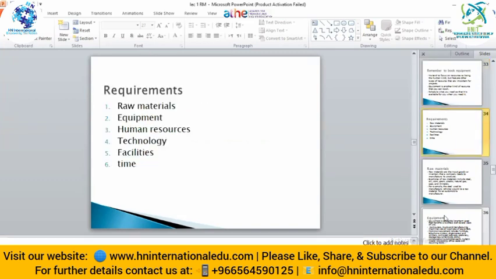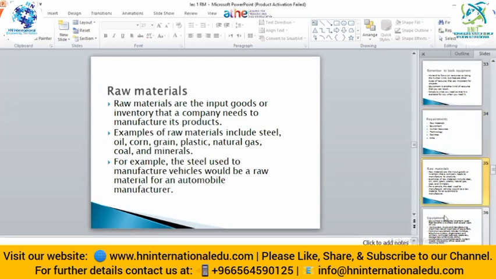Requirements, which are for any project, can be raw materials, equipment, human resources, technology, facilities, and time. So we will discuss these requirements one by one. Raw materials are the inputs that we are giving to any factory or any project, and according to that input they will create the different products. Examples of raw material include steel, oil, corn, grain, plastic, natural gas, coal, and minerals. For example, steel used to manufacture vehicles would be a raw material for an automobile manufacturer.